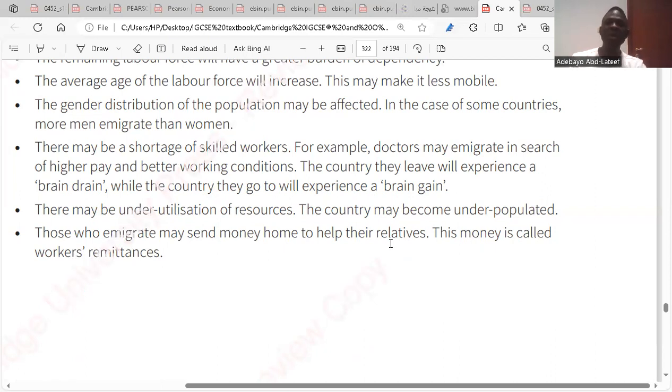There will be underutilization of resources. The country may become underpopulated, because a lot of people are leaving. So there will be underutilization of resources. Underpopulation.